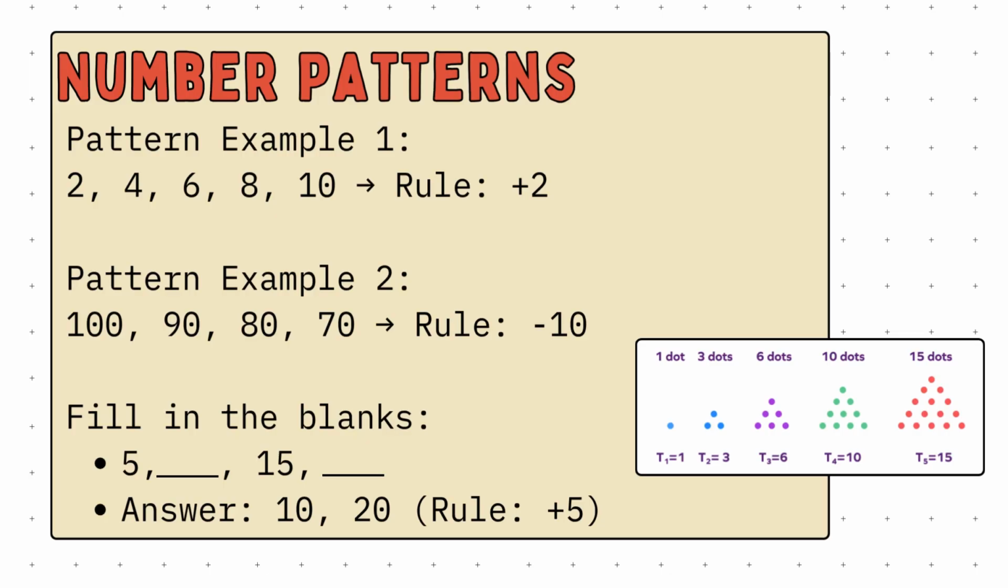So the pattern must be going up by plus 5. Each time: 5, 10, 15, 20. So the rule is plus 5. Patterns help you later in algebra. So the more you practice now, the easier math will be for you in the future. Always remember, find a rule, complete a pattern. It's as easy as that.